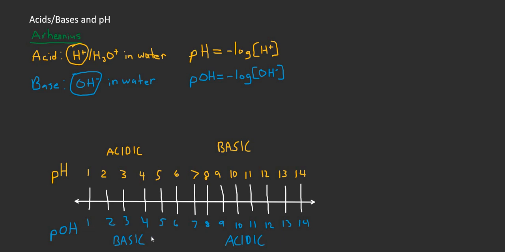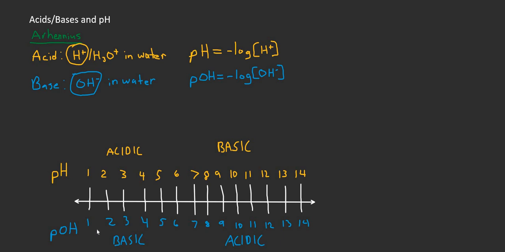So 1 through 6 on the pOH scale represents basic solutions, and 8 through 14 represent acidic solutions on the pOH scale. Please do not get these confused, because it's really easy to say, oh, if it has a pOH of 1, it must be acidic, when that's not true. A pH of 1 would be acidic, but a pOH of 1 would be basic.